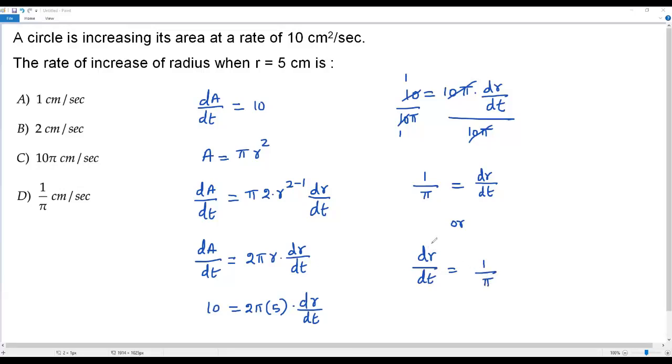Now I got the rate at which the radius is increasing when the radius is equal to 5 centimeters. In the numerator we have r, and we know the unit of radius is centimeter. In the denominator we have t, that is time, and the unit of time in our problem is seconds. So the radius is increasing at a rate of 1 over pi centimeter per second. I find this 1 over pi centimeter per second in option D. So the correct answer choice for this question is option D.